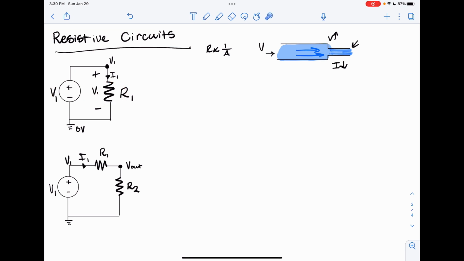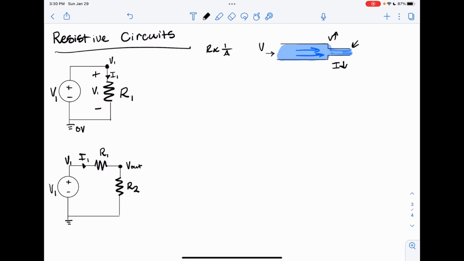A couple things to note that are going on here. You'll see this plus and minus here, and this V1. This is indicating that the voltage across this resistor, or between this point and this point, is the same as the voltage of this source. This is also notated by this V1 up here.